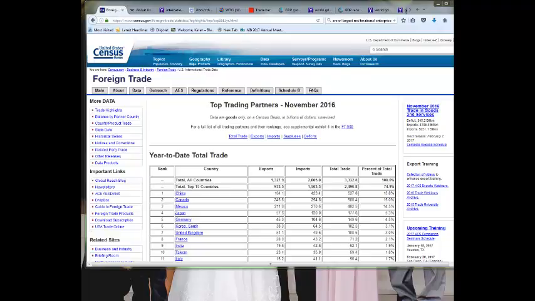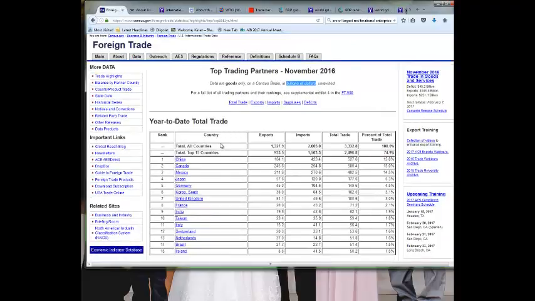Let's jump right in by visiting the United States Census, and we're going to look at top trading partners as of November 2016 with the United States. Notice these are for goods only, and this is in billions of dollars. So if you look at the United States top trading partners, our top trading partner is China. We export $104 billion worth to China every year, yet we import an estimated $423 billion from China every year.